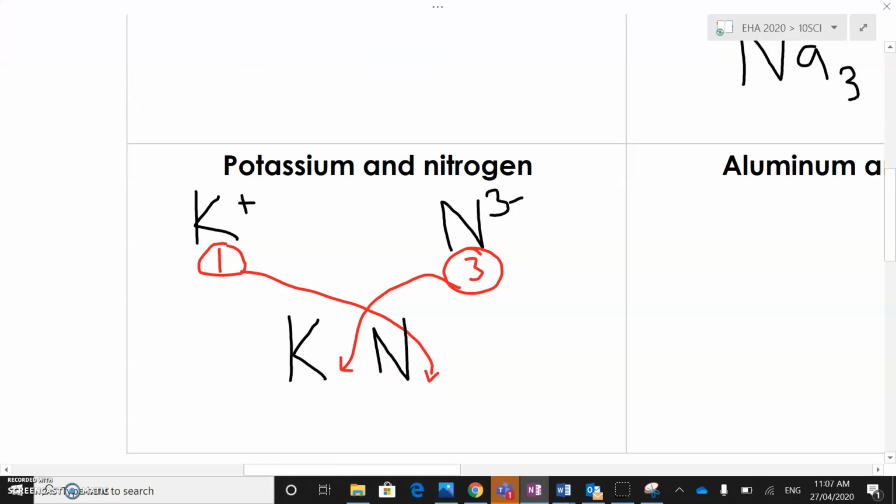Here, I've taken this 3 over from my nitrogen, I've swapped it, and I've dropped it as a subscript on my potassium. Same instance here, my potassium, I've taken this charge of 1, I've swapped it and I've dropped it. I could write the 1 in here, but we know that's not how we write this chemical formula. You'll just understand that there's only 1 nitrogen ion in this compound. So that's our formula, K3N, and that's how it looks.